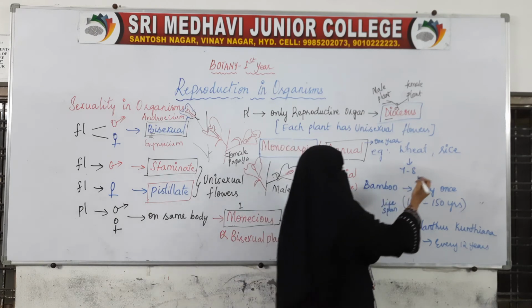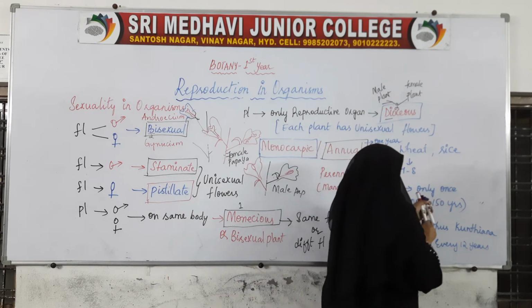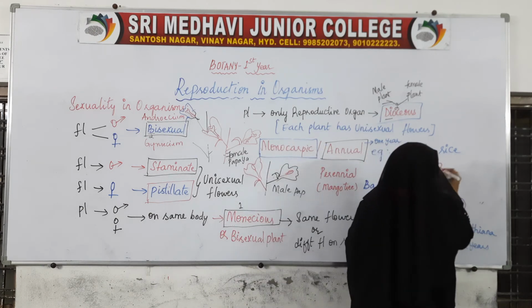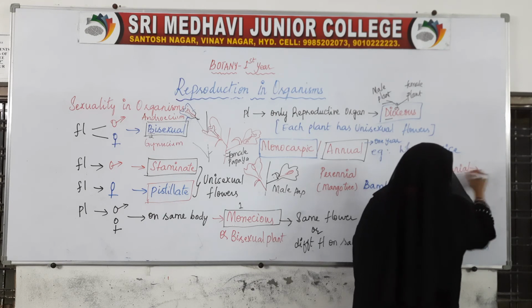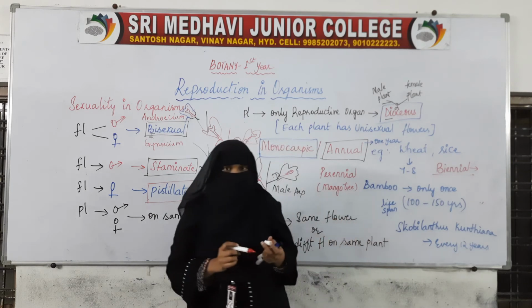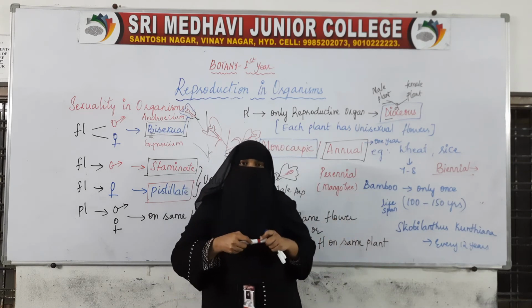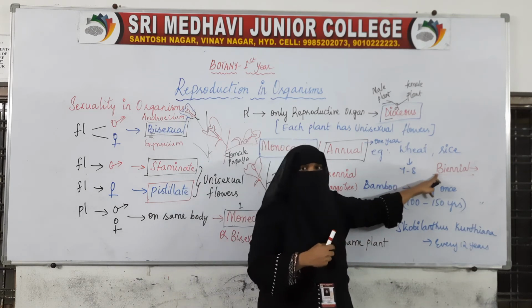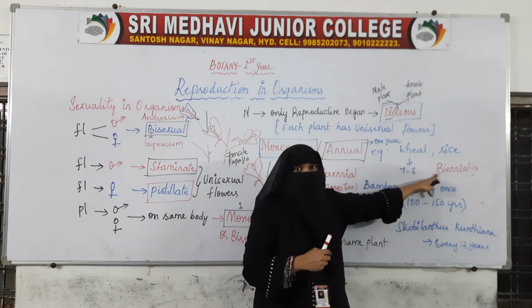Biennial plants. Here, biennial plants take 2 years to complete their life cycle. Biennial plants are the plants which take 2 years to complete their life cycle.